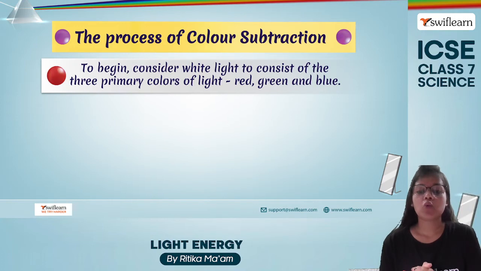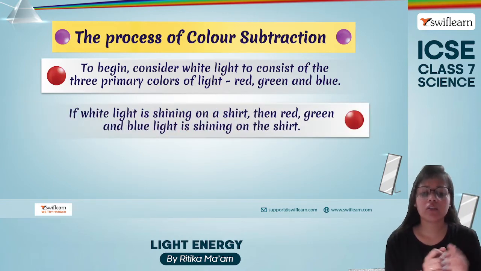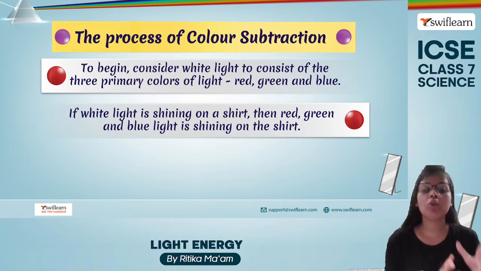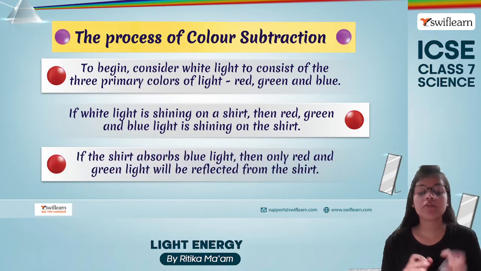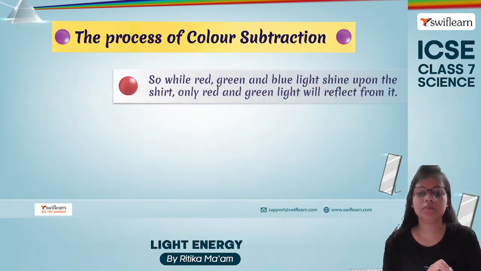Now if I talk about white light, it consists of three primary colors, right? Red, green and blue. If white light is shining on a white shirt, then red, green and blue, these three colors are shining. But if the shirt is absorbing blue light, only red and green light will be reflected from the shirt. So whichever color is absorbed by any object, the other colors get reflected.